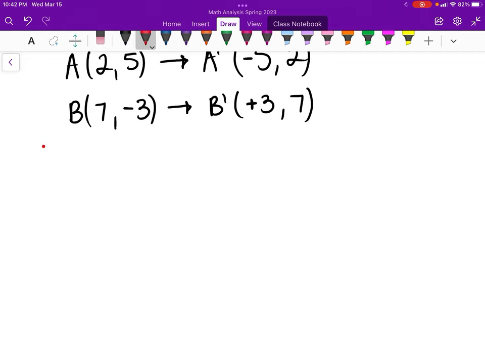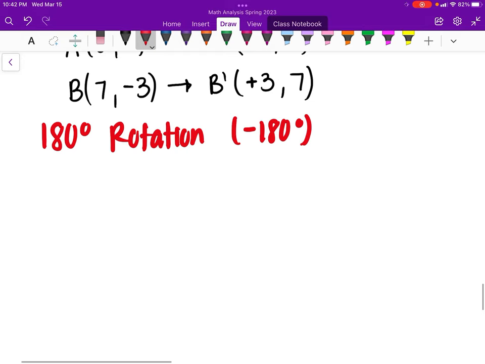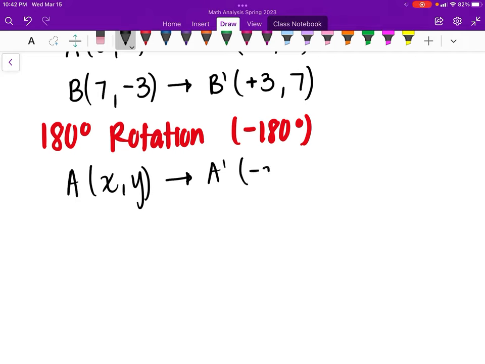The next one I want to talk about is the 180-degree rotation, or if they refer to this as a -180 degrees, it is the same thing. Now, the rotation on this one, if you have the point A, and once again it's X and Y, if we do 180 for A prime, would now be -x, -y, which means X and Y stay the same.